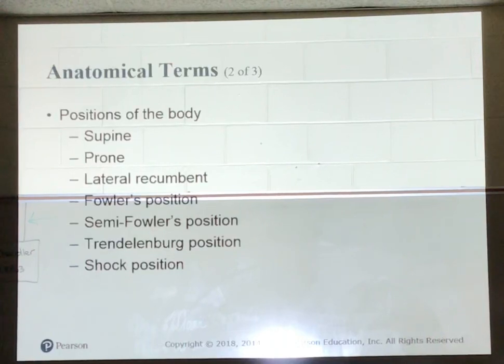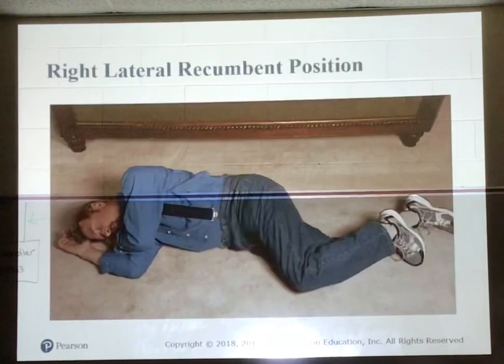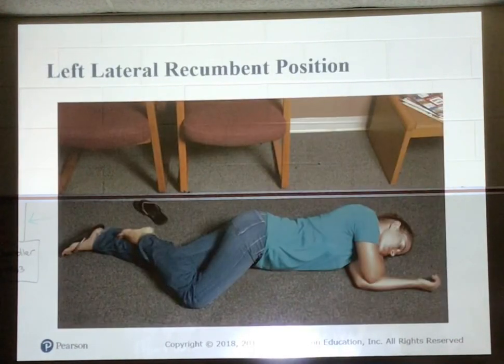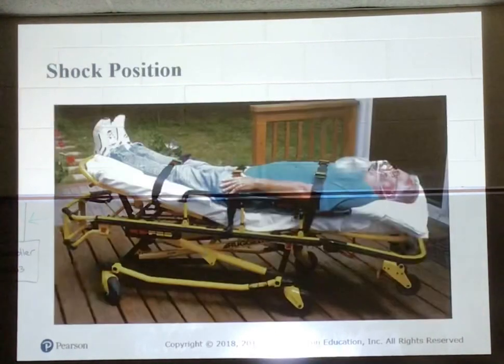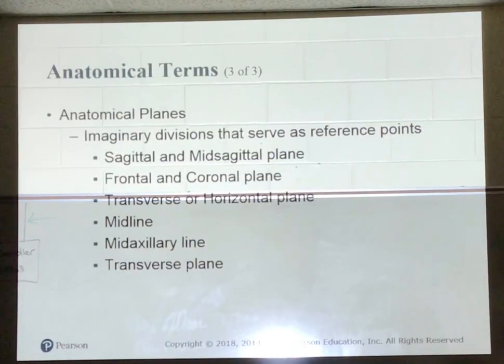Here's your supine position. Your prone position. Right lateral recumbent, left lateral, Fowlers, shock position. Imaginary divisions of the body are called anatomical planes. Anatomical lines are also used as reference points on the body. These planes and lines indicate the internal body structure and the relationship of different groups of organs to others. You have sagittal, mid-sagittal, frontal, coronal, transverse, horizontal, midline, and mid-axillary.